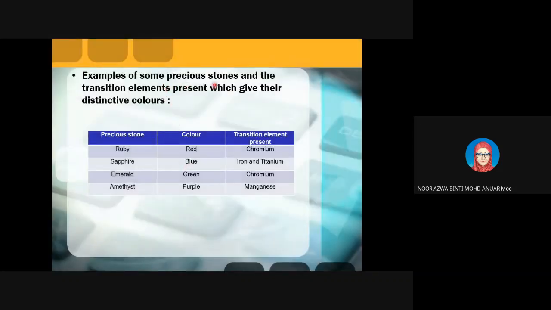Okay, so example of some precious stones and the transition elements present which give their distinctive colour. So transition elements wujud di dalam stone, batu ini. Sebab tu dia menghasilkan colour. Okay, macam batu ruby dia warna red sebab transition element ni chromium ada dekat dalam tu. Macam batu sapphire warna biru sebab ada iron and titanium, so menghasilkan the blue colour. Okay, emerald green sebab chromium tadi. Okay, amethyst, colour warna purple because of the element manganese. Okay, so ini dia punya transition elements yang menghasilkan warna.